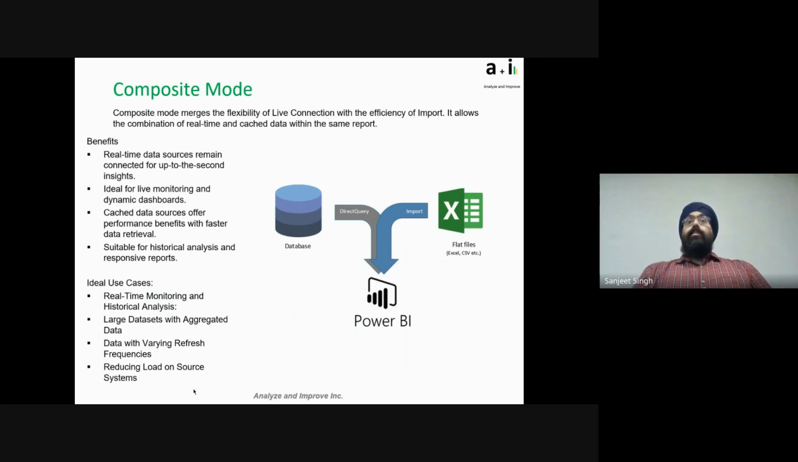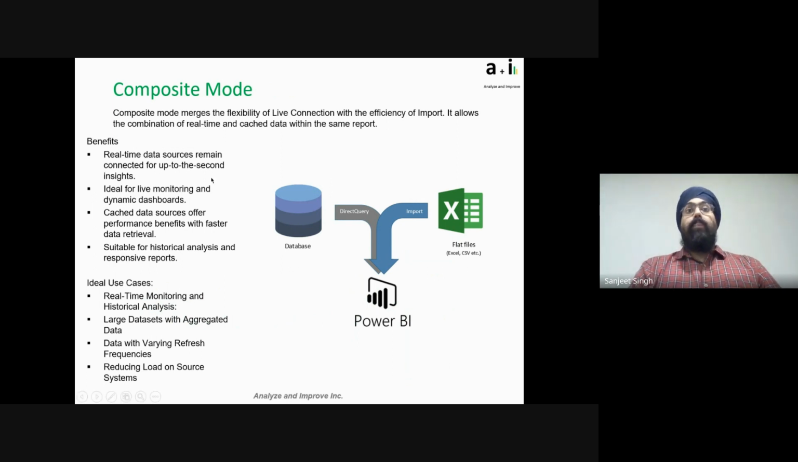The next one is the composite mode. It's the best of both worlds, import and direct query. Composite mode merges the flexibility of live connection with the efficiency of import. In import, you are importing everything into Power BI, and in direct query, we are not importing anything. We are just connecting the data source with the visuals. So if in one table you have a large data set and in another table you have very limited data, then composite mode is the ideal scenario to use.